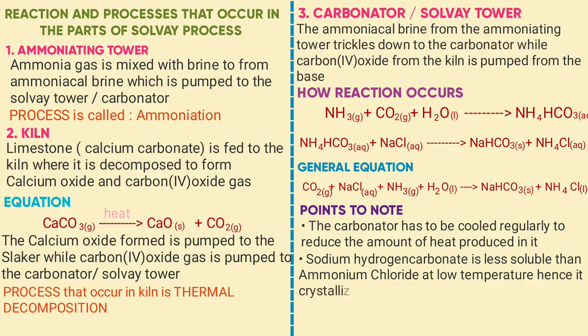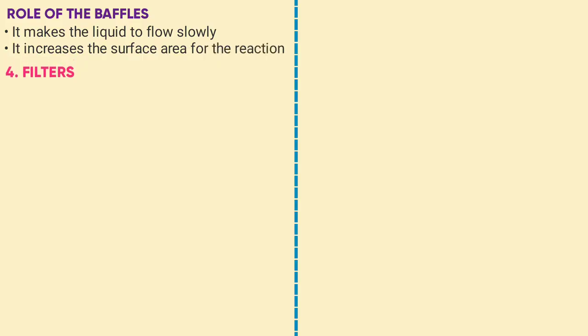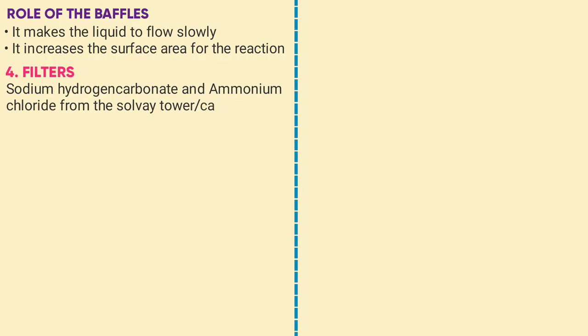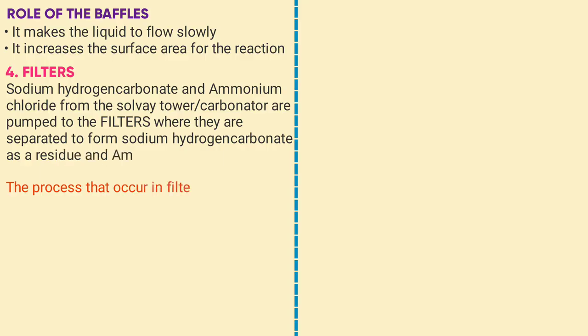Now, the Solvay tower is usually made of what they call baffles. The role of the baffles is to make the liquid flow slowly so as to increase surface area for the reaction. After the formation of sodium hydrogen carbonate and ammonium chloride, the two substances are pumped to the filters, where they are separated to form sodium hydrogen carbonate residue and ammonium chloride filtrate. The process that occurs in the carbonator is called carbonation. The process that occurs in the filter is called filtration.